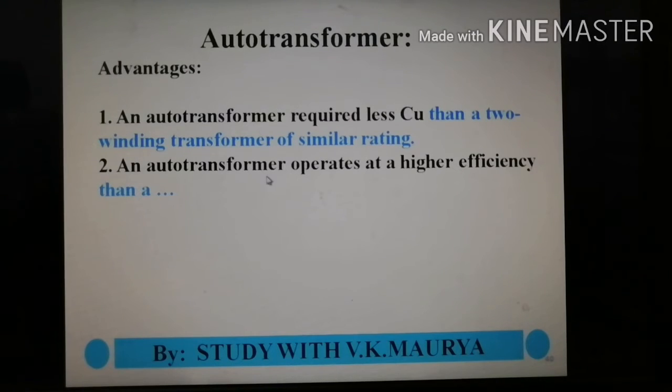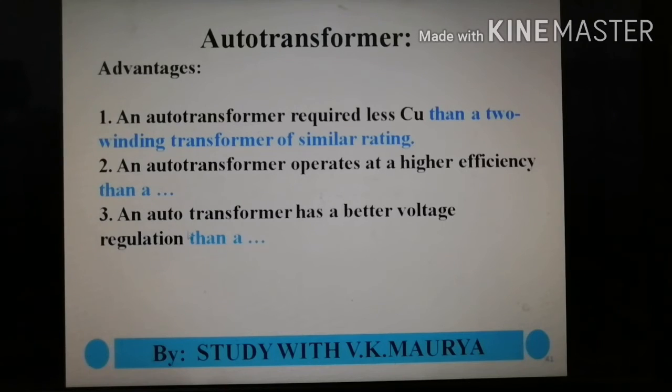An auto transformer operates at a higher efficiency than a two winding transformer of the same rating. Why is the efficiency high in the case of an auto transformer? There is a simple reason: losses. In the case of an auto transformer, there are small losses, but in the case of the two winding transformer, there are more losses, right? Due to the loss in leakage flux. But here the windings are electrically coupled, so the probability of the losses is less.